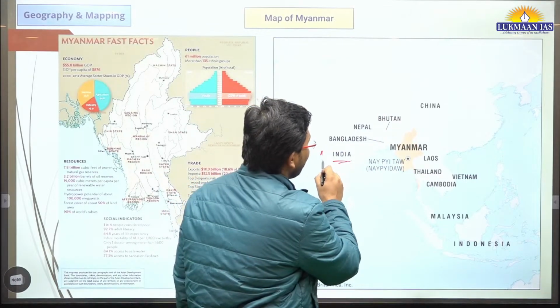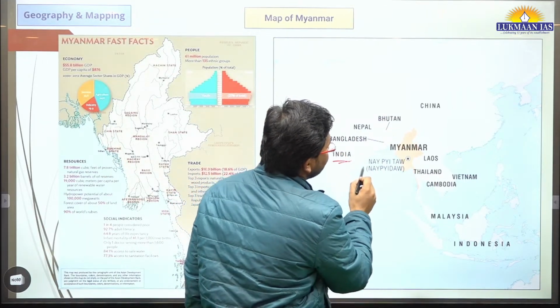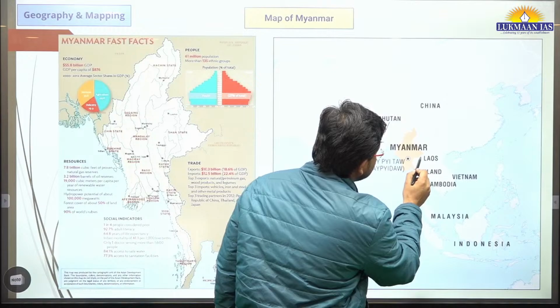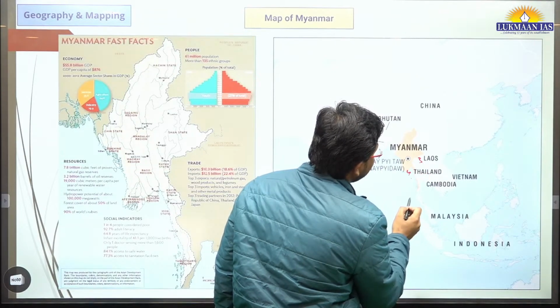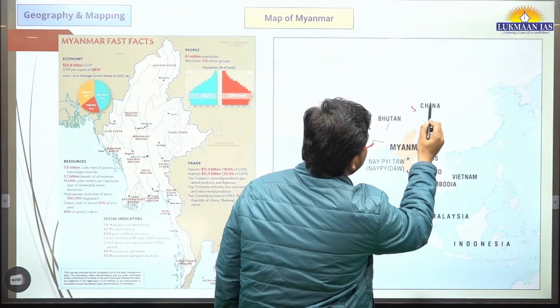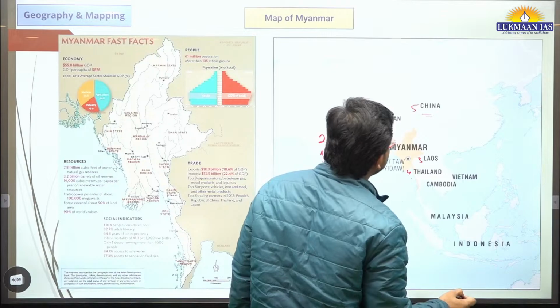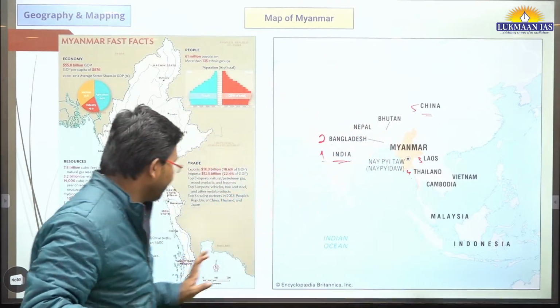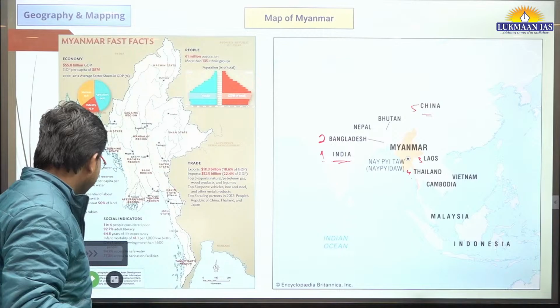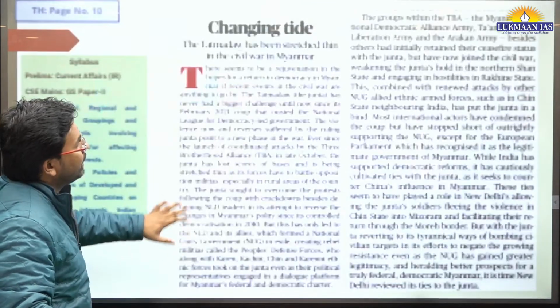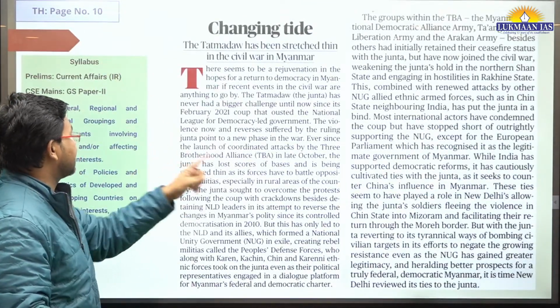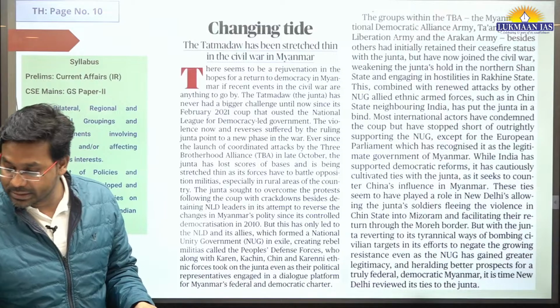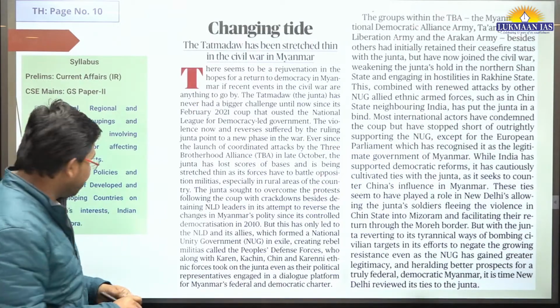One is India. Second is Bangladesh, which shares a border. Third is Laos. Fourth is Thailand. And fifth is China. So these are the countries that share a border with Myanmar. This is where Myanmar is located. Recently it has been noticed that there is an alliance known as the Three Brotherhood Alliance. What is this alliance? It is known as the Three Brotherhood Alliance.